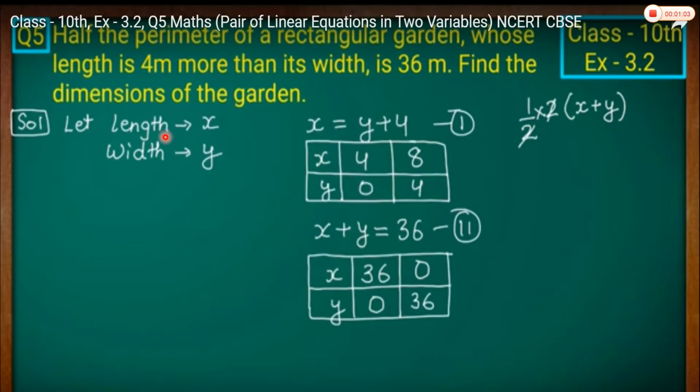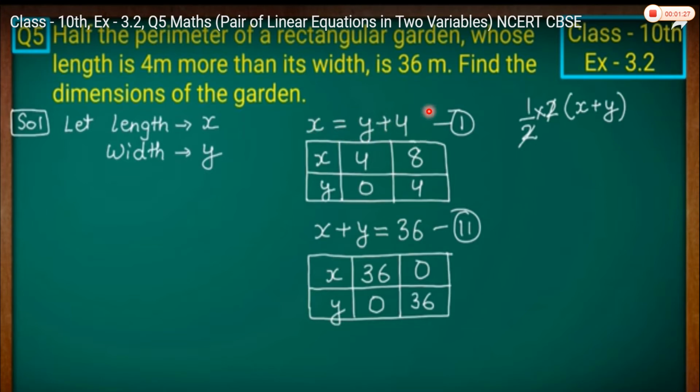So let length equal to x and width equal to y. Here is the first equation: length is 4 more than its width. Length is x and width is y, so x equals y plus 4.